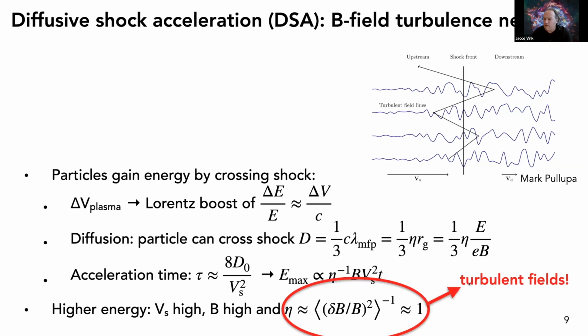This already points out that you need turbulent magnetic fields to accelerate. So this doesn't bode very well for measuring polarization, right? Because the maximum polarization is for a very straight magnetic field. If you have a very turbulent magnetic field, it will reduce your polarization degree.